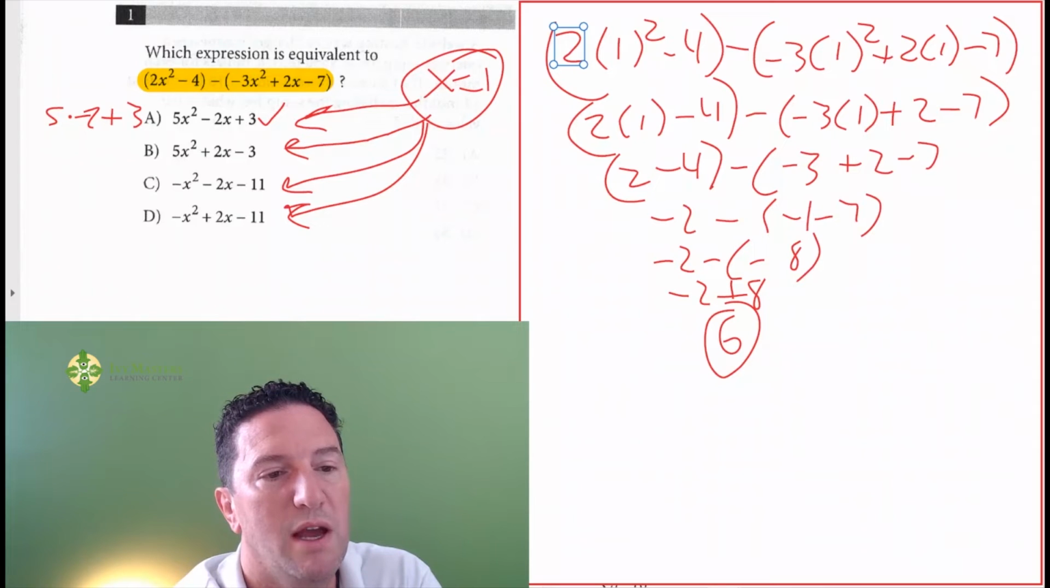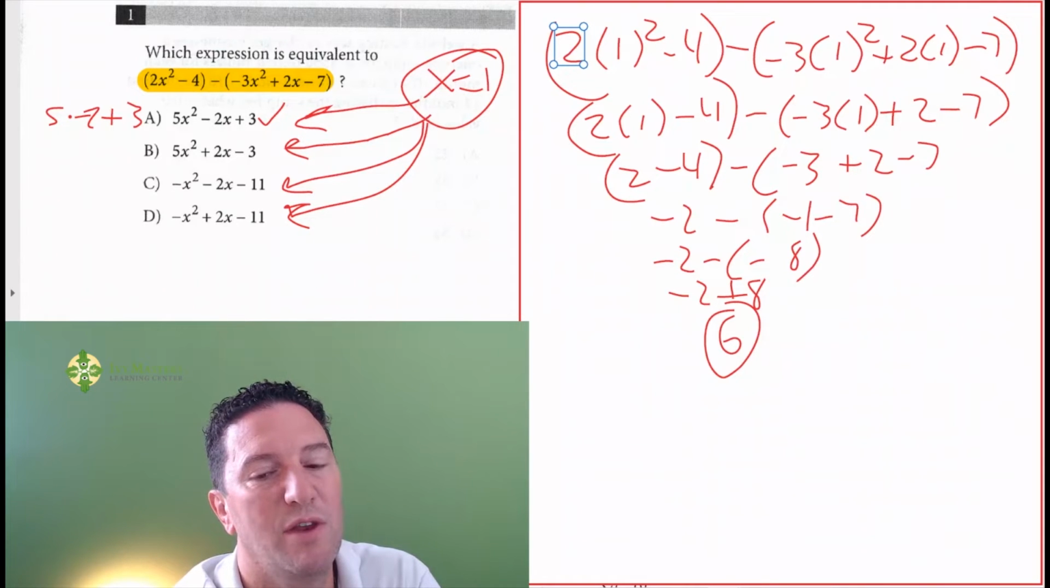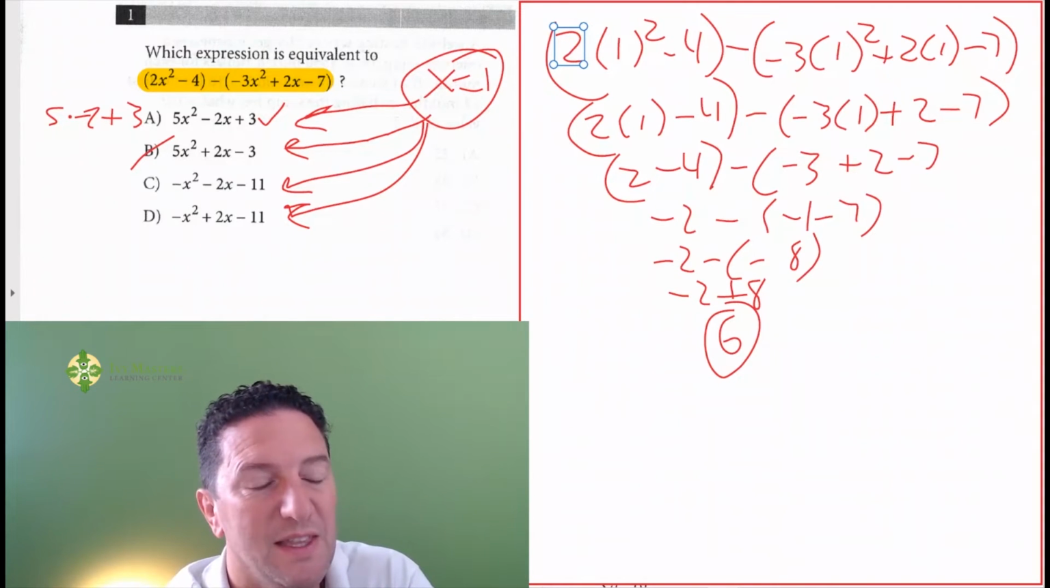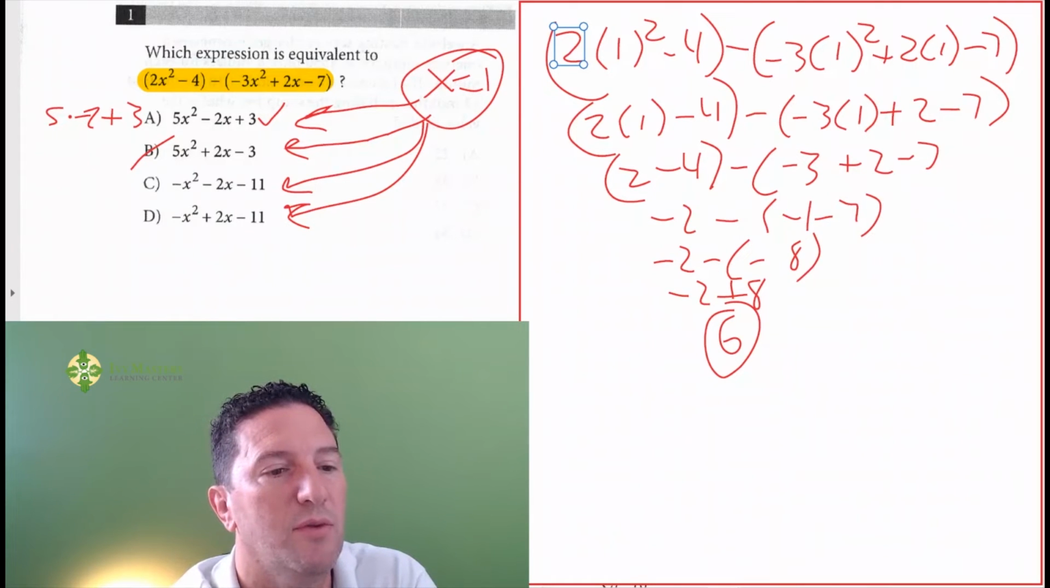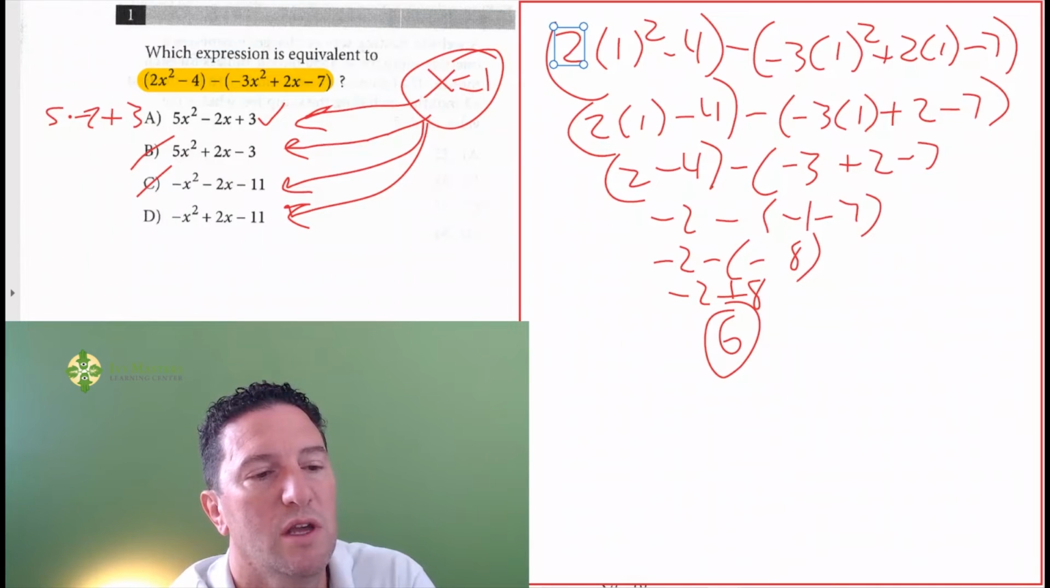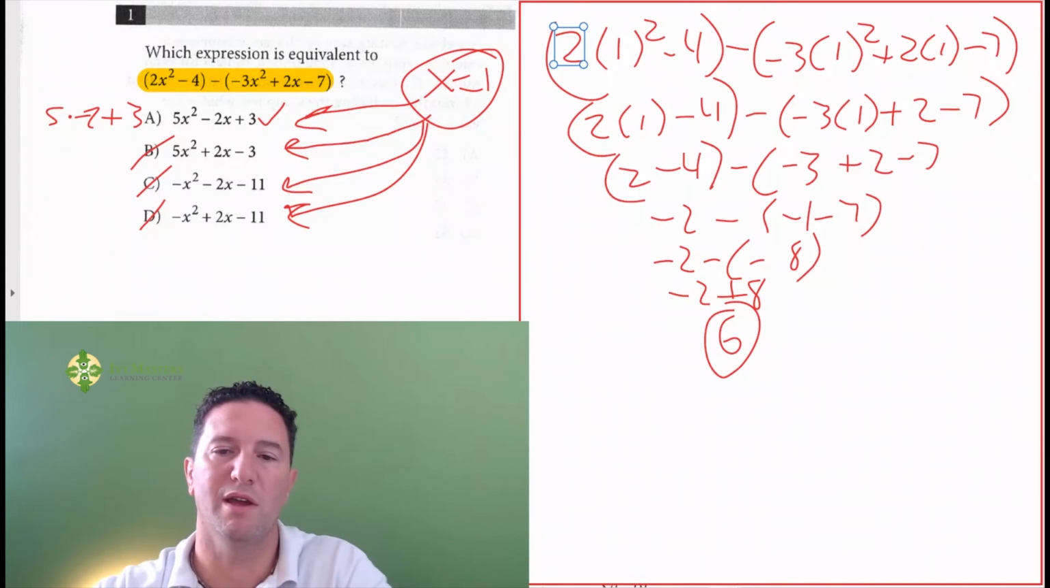Answer choice B I know is wrong because it's going to be the same thing. Ooh, actually it's going to be 5 plus 2, which is 7, and 7 minus 3 is 4, so that's wrong. And answer choice C, when I plug my 1 in, I get negative 1 minus 2. I get negative 3 minus 11, negative 14, that's wrong. Answer choice D, I plug my 1 in, I get negative 1 plus 2, which is 1 minus 11, which is 10. So I know my answer choice A is that way.